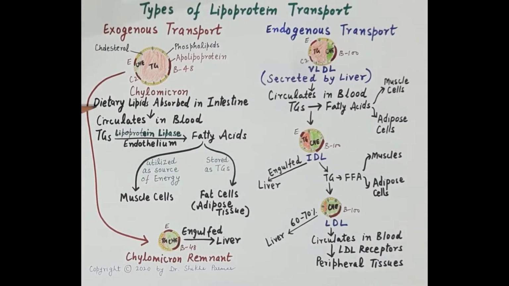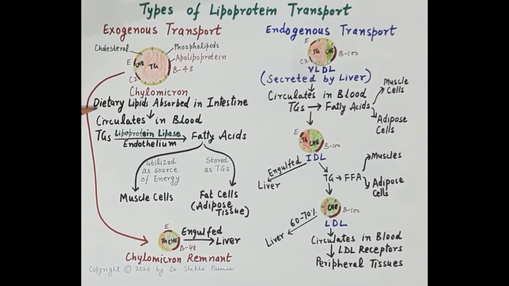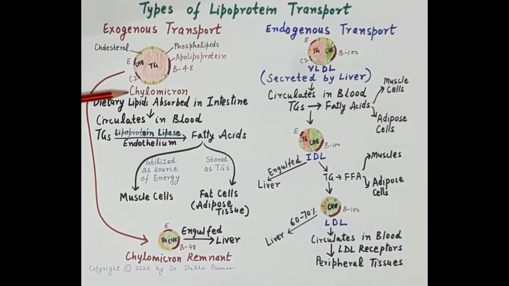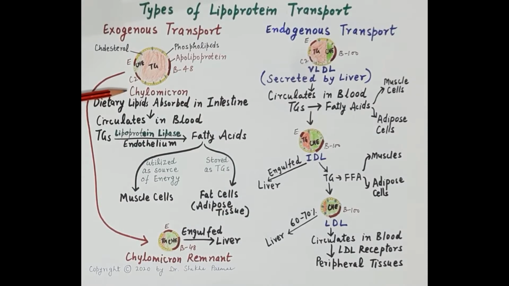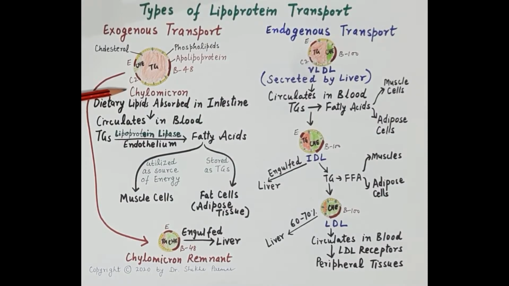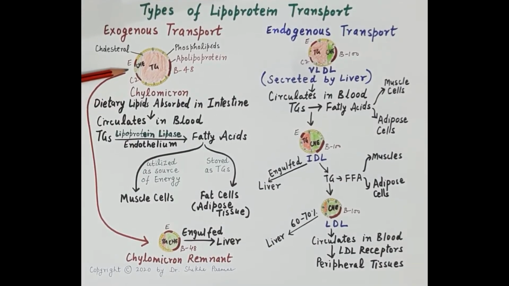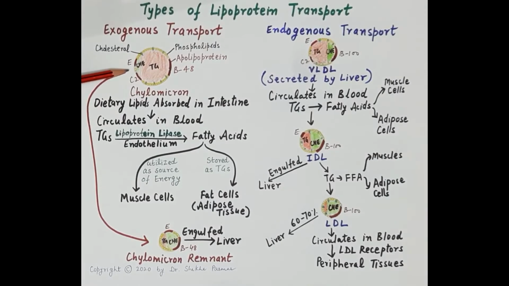Dietary lipids, that is the lipids derived from the diet, are absorbed in the intestine as chylomicrons. Chylomicron is a lipoprotein, and these are the biggest of all the lipoproteins. The size of a chylomicron ranges from 100 to 500 nanometers. This is the structure of a chylomicron.